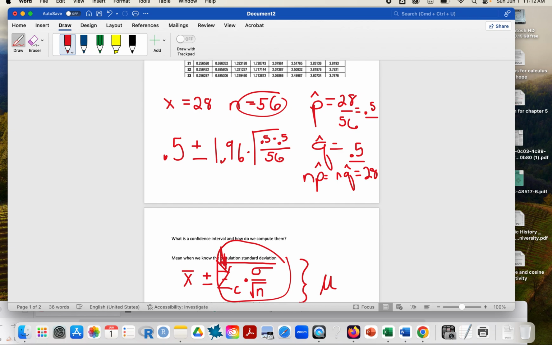You hit calculate, and the population proportion is somewhere between, or we are 95% confident that it is between 0.36904 and 0.63096.